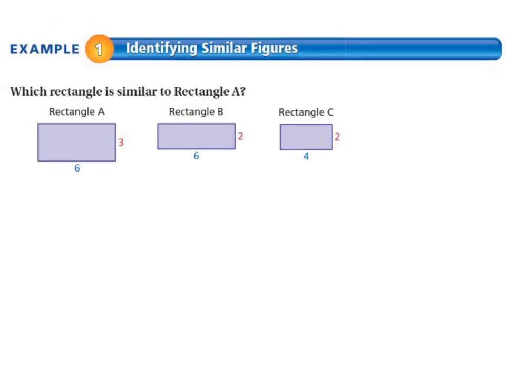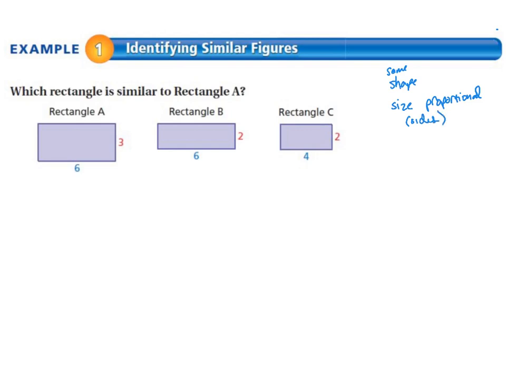For example 1, we're identifying similar figures. If you look at this, you can tell pretty much right away which ones would be similar and which ones wouldn't. But we need to remember that for similar figures, they need to be the same shape, but their size needs to be proportional, which really means their sides.